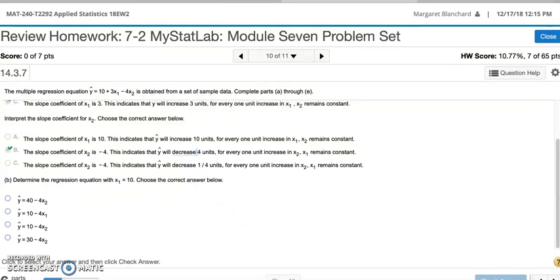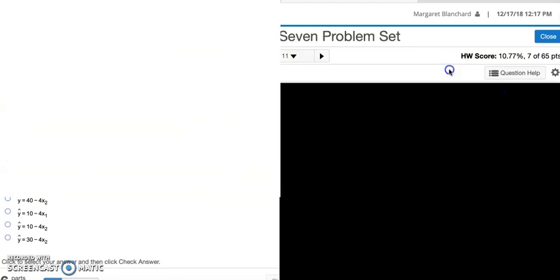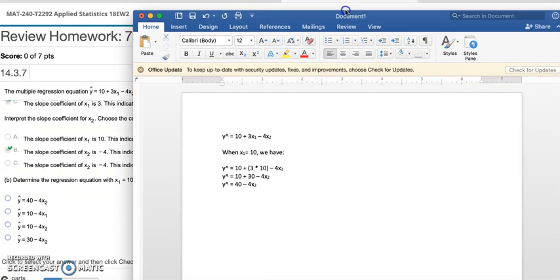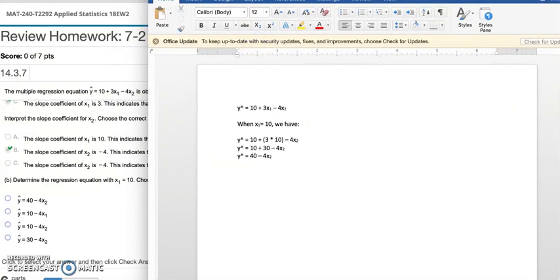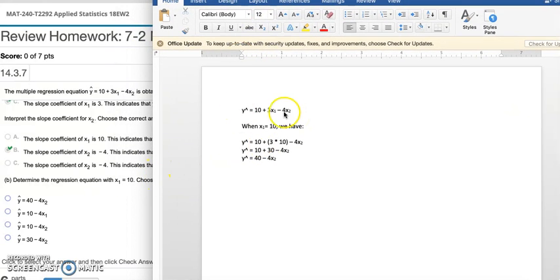All right, determine the regression equation with x1 equal to 10. Choose the correct answer below. Okay, so now let's look at our equation here. In this case, we're looking at, again, when x1 is equal to 10. So here's our original equation.